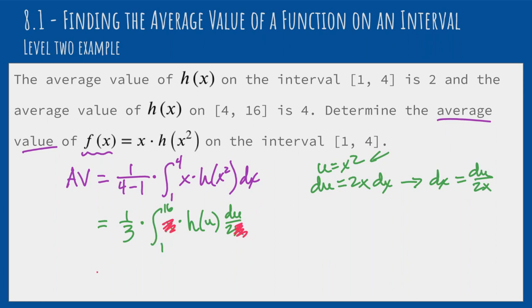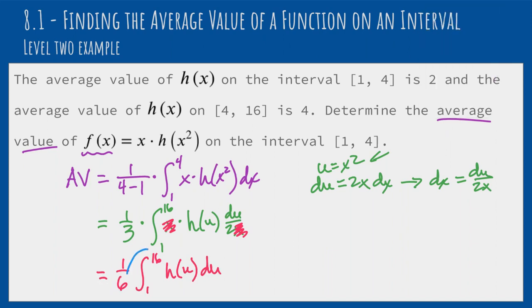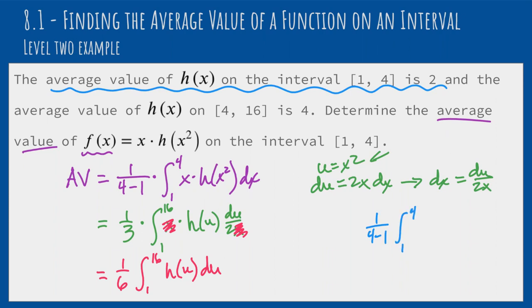So cleaning that up a little bit, I'm going to take that 1/2 out. So we have 1/6 times the integral from 1 to 16 of h of u du. So what we need to know now, and we have information in this problem that's going to help us, is what that integral is. We are told in the problem that the average value of h of x from 1 to 4 is 2. So that tells us that 1 over 4 minus 1 times the integral from 1 to 4 of h of x dx is equal to 2.